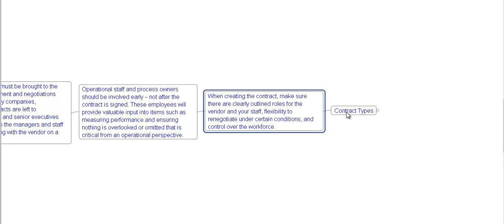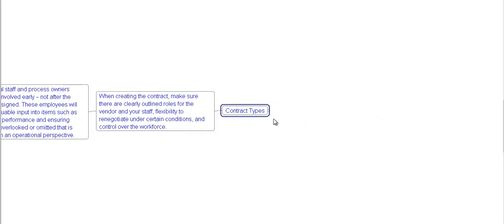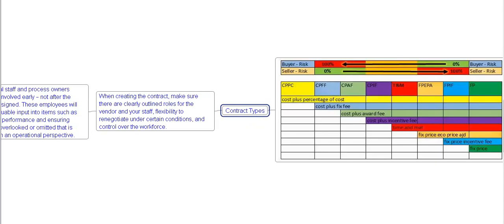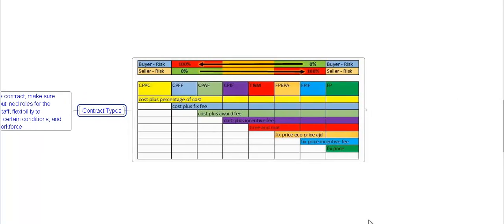Contract types. This diagram represents various contract types. Cost plus percentage of cost, cost plus fixed fee, cost plus award fee, cost plus incentive fee, time and material, fixed price economic price adjustment, fixed price incentive fee, and fixed price.